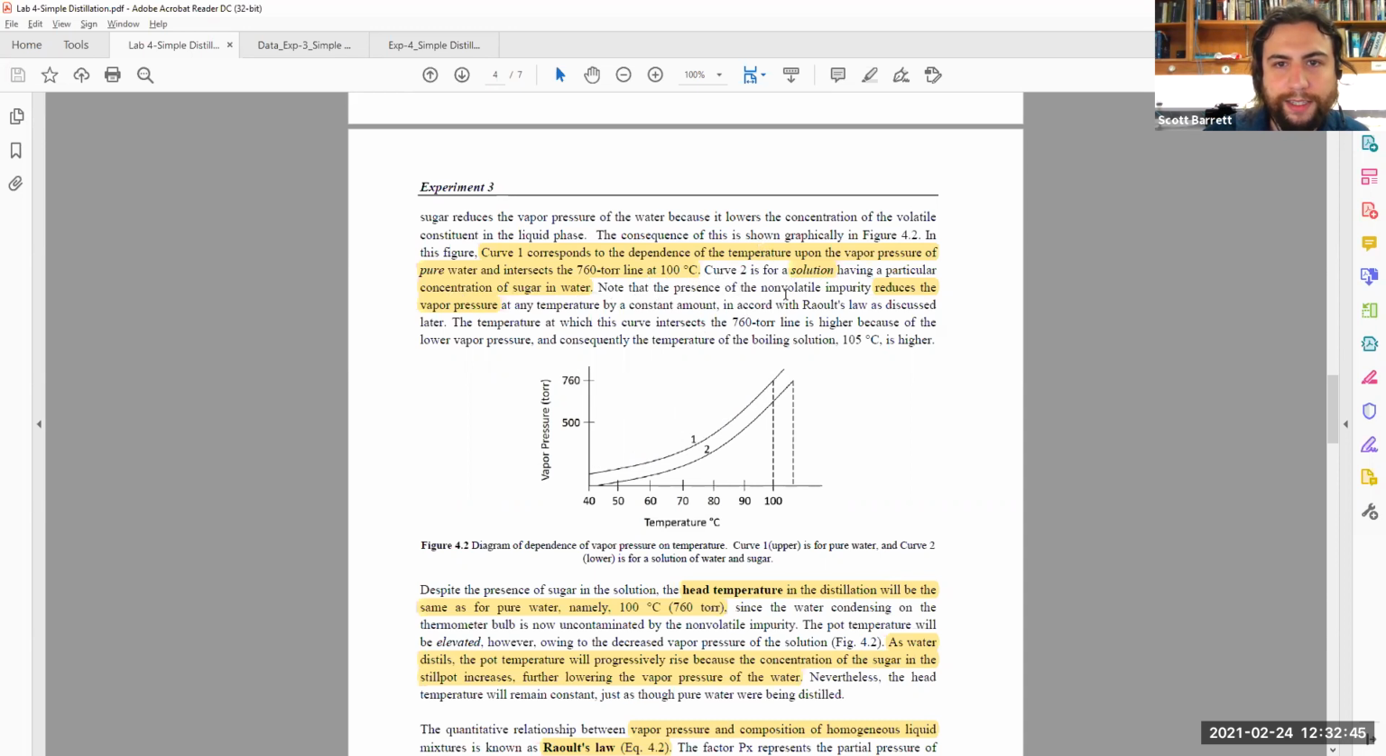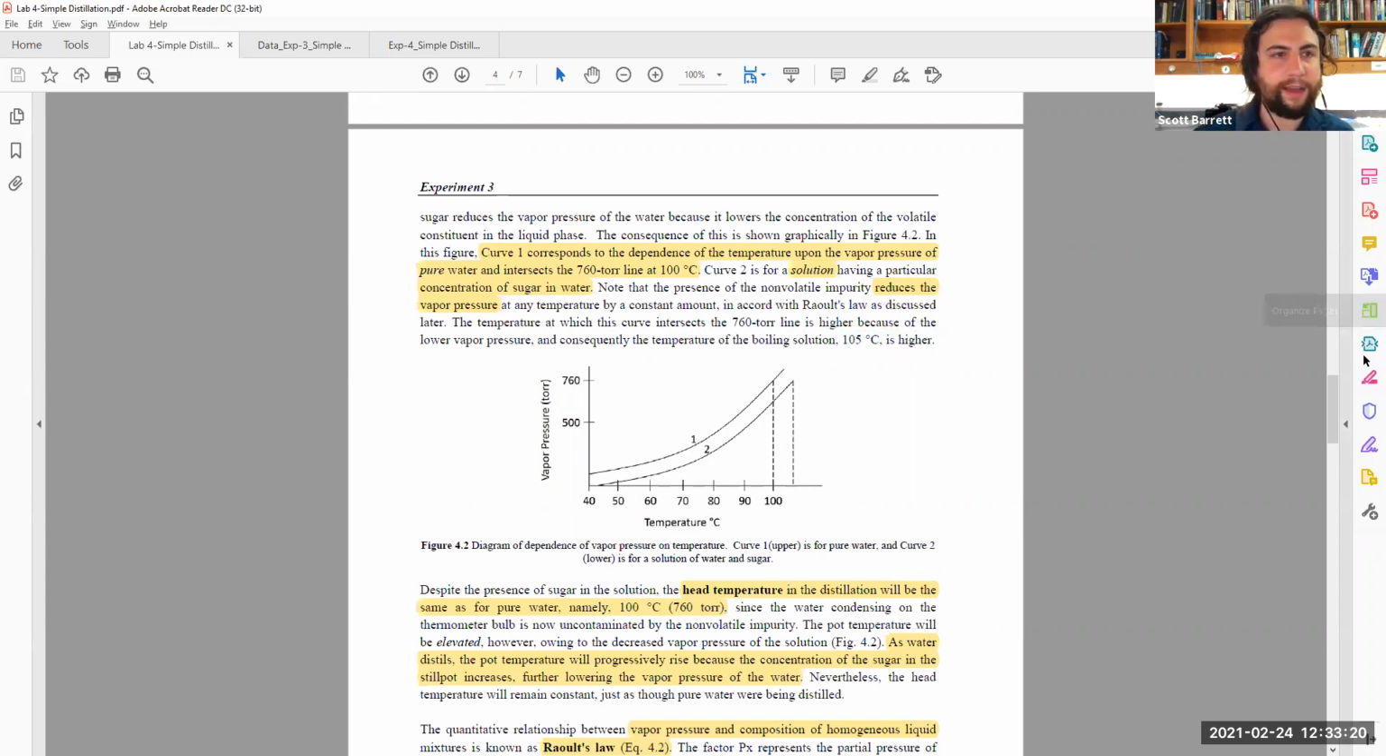So you can notice that the presence of the non-volatile impurity, sugar, reduces the vapor pressure at any temperature by a constant amount. So anywhere along this line, you have a lowered vapor pressure. And as you can see here, going all the way over to 760 torr with this sugar line, as they're saying here, the temperature at which this curve intersects the 760 torr line is higher because of the lower vapor pressure. And consequently, the temperature of the boiling solution, 105 degrees Celsius, is higher.